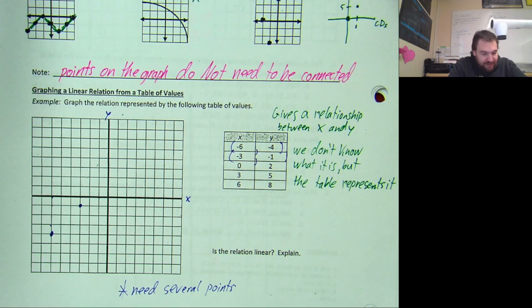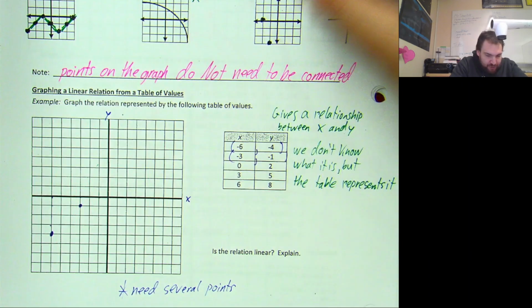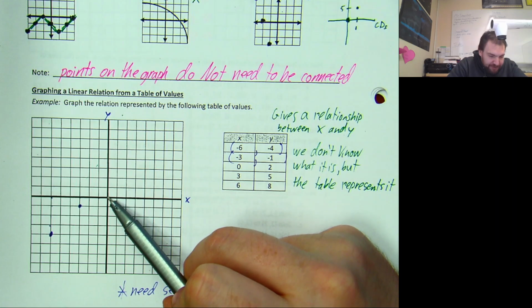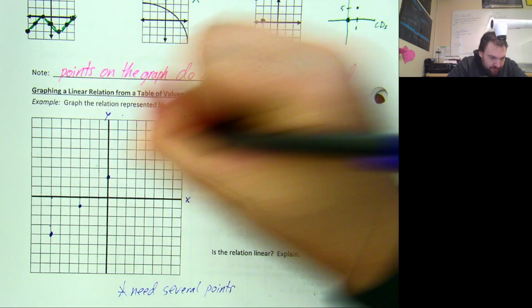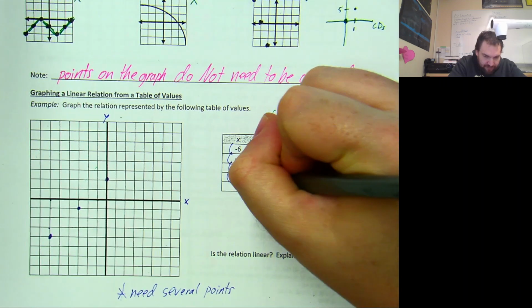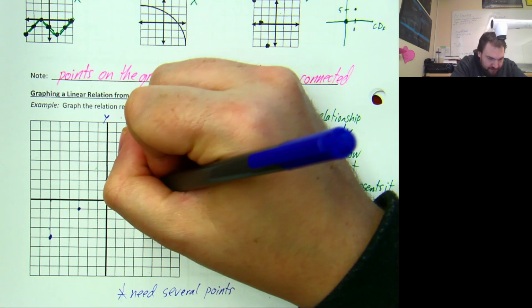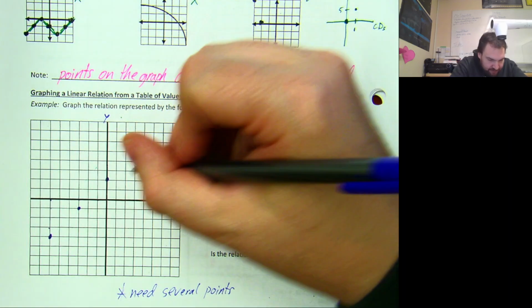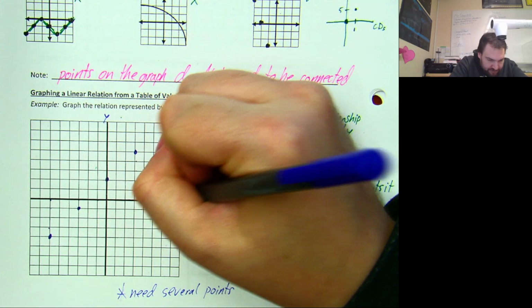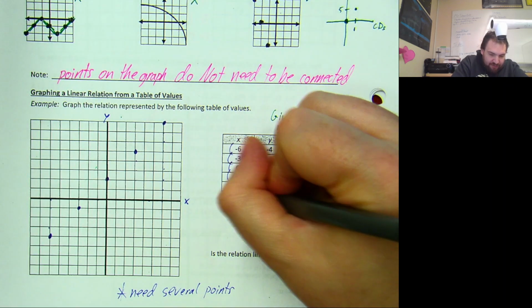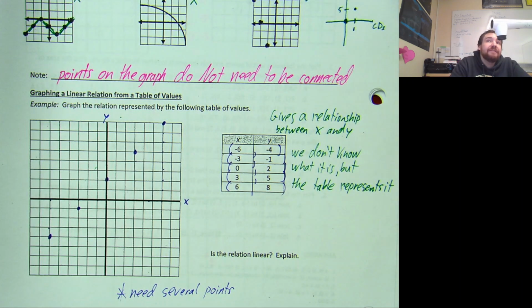So let's do another one. 0 and 2. My x coordinate is 0, so I am right here, and I'm going to go up 2 to here. Now let's go over to 3, 5: 1, 2, 3, 1, 2, 3, 4, 5. Now we're going to go to 6 and 8: 6, 1, 2, 3, 4, 5, 6, 7, 8. Okay, cool. So now that's the entire table graphed.